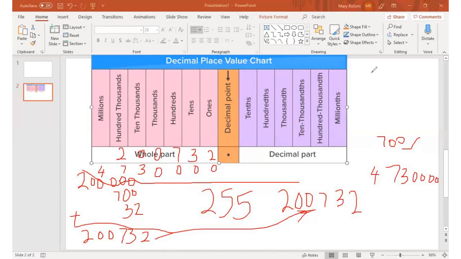4,730,000. So we're going to write it out and see if we add it together the way we say it, if we're going to have this number here. So I'm going to write 4 million, which is 4 and 6 zeros. So that makes the 4 million. Always remember a million is 6 zeros. And then we have 730,000. So I'm going to write 730,000. So we're going to add this all up.